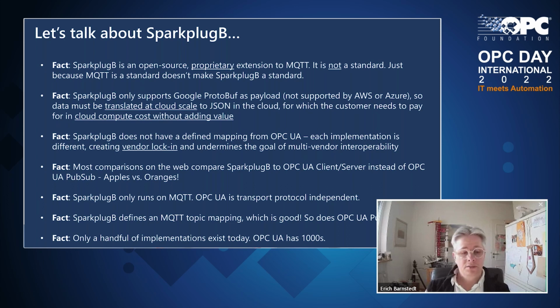The good news about Sparkplug, it's not all bad. The good news is that it has a defined topic mapping, right? So, using the topic tree, you can actually discover your MQTT assets, and that's a good thing. As you probably heard Randy talk about two days ago, there's now a proposed OPC UA PubSub topic mapping for MQTT. Some folks prefer to create their own mapping, which is also totally fine.